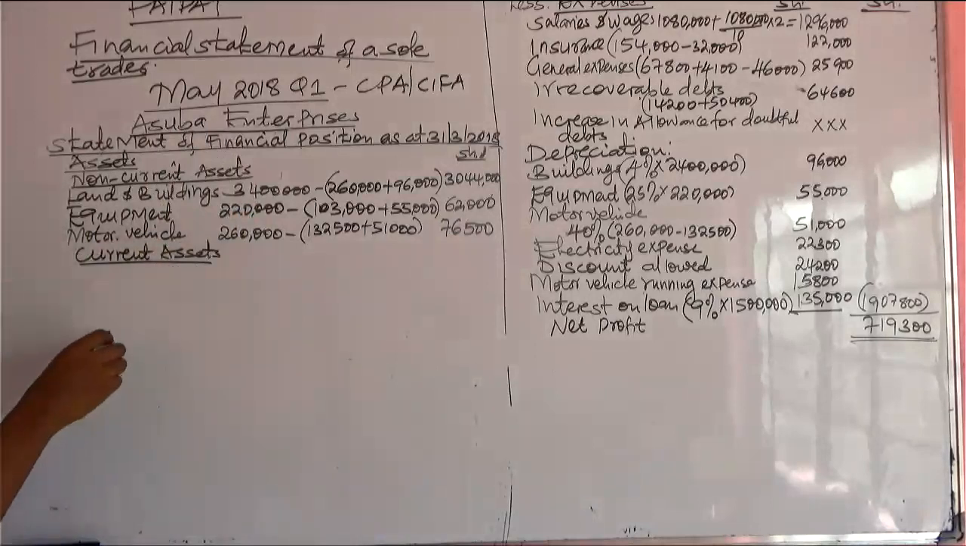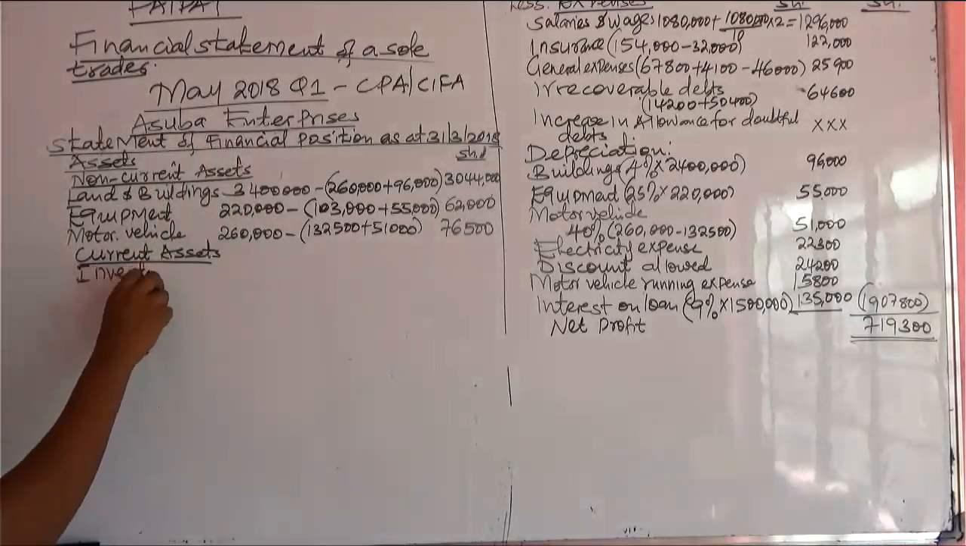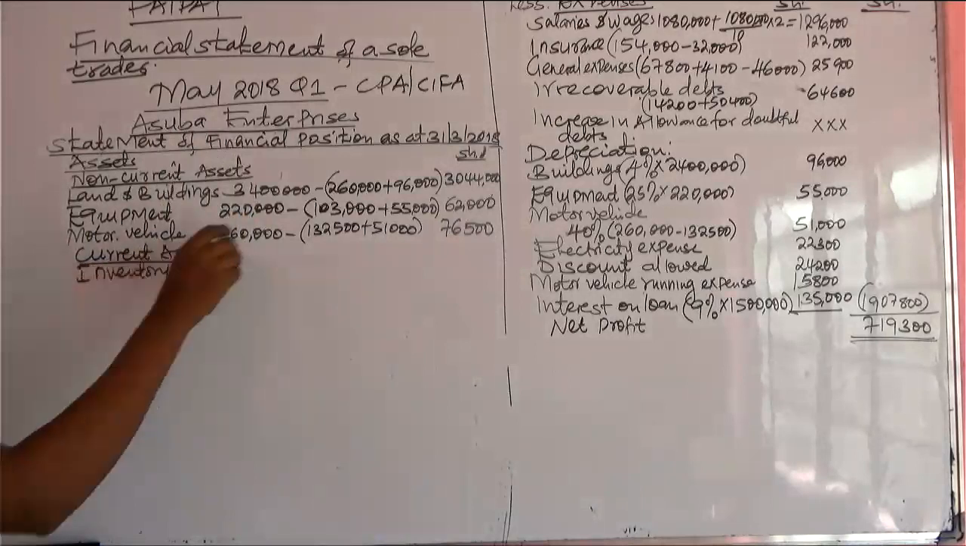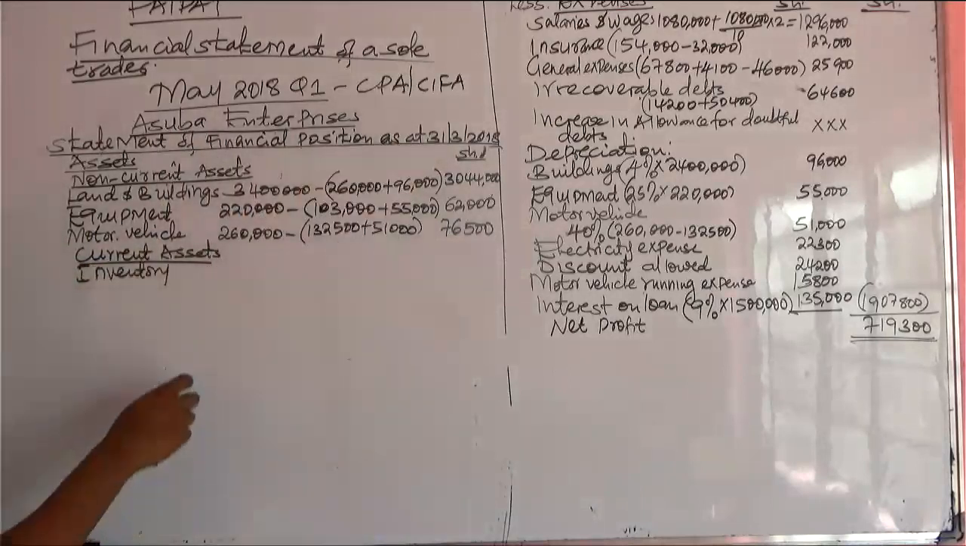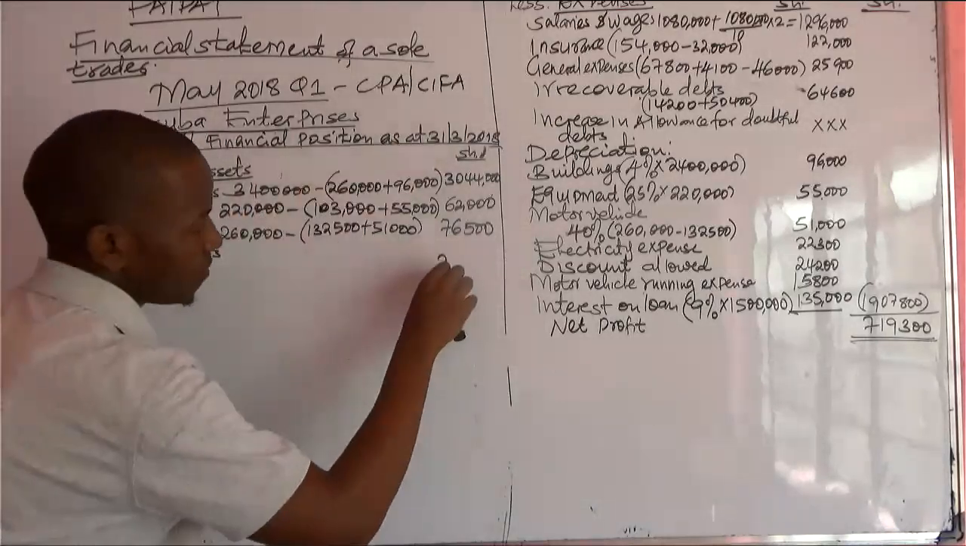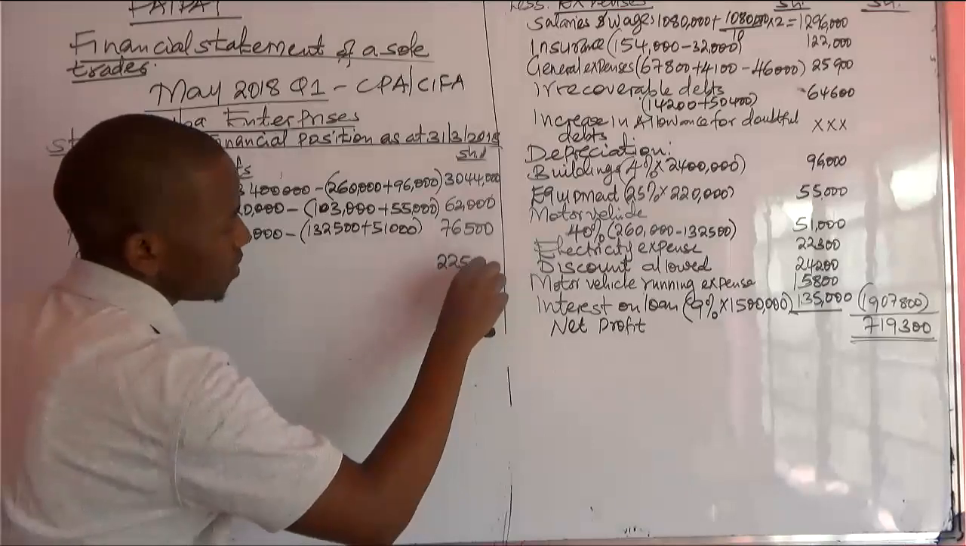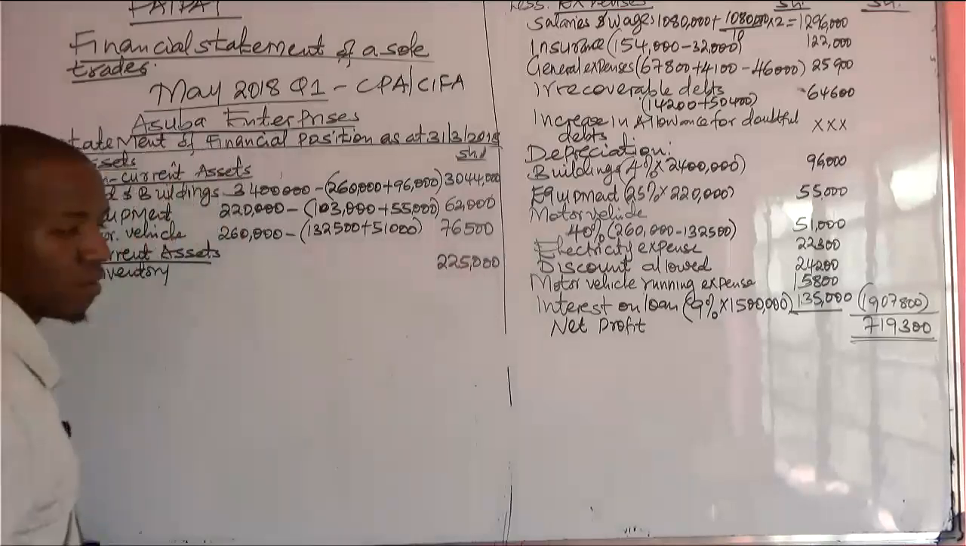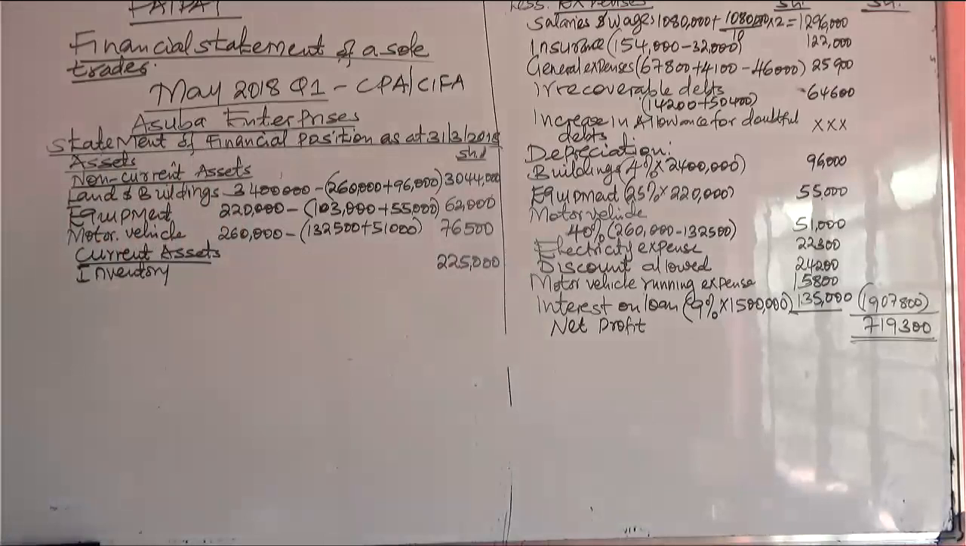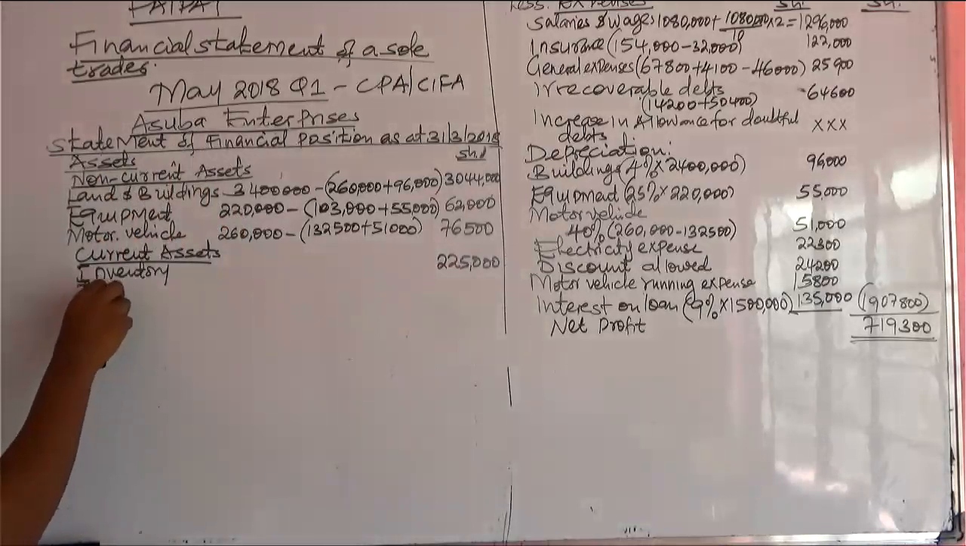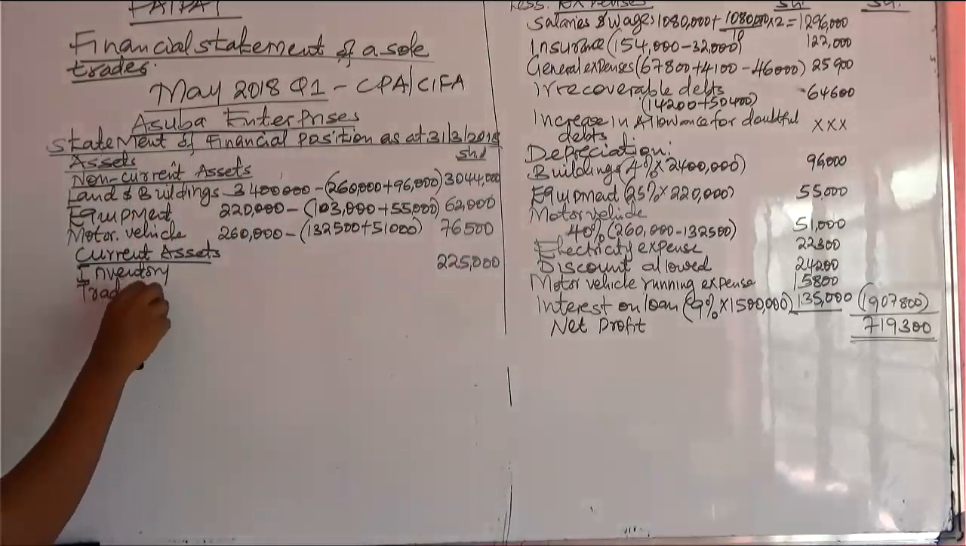So for the current assets, we begin with the inventory. And this one I remember is as at the end. So that means we'll put the closing inventory, which was on additional information number four. The closing inventory was 225,000. What follows is the trade receivables.